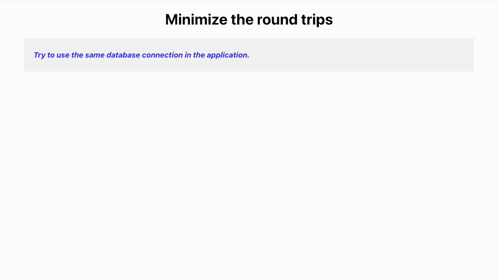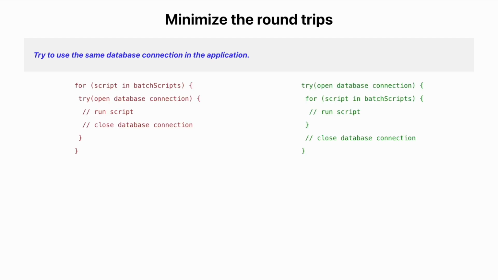Minimize the round trips between application and database. Try to use the same database connection in the application. For example, an application which opens and closes the database connection for executing each batch script runs slower than when it has a single database connection until all batch scripts get executed, because opening and closing database connection is a heavy operation.